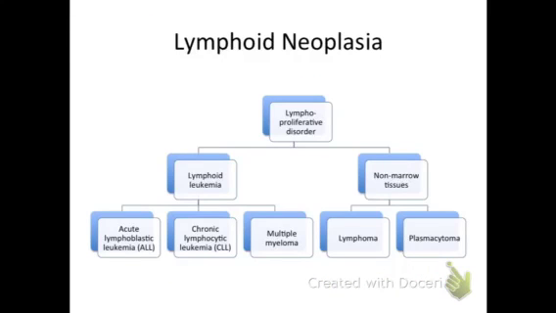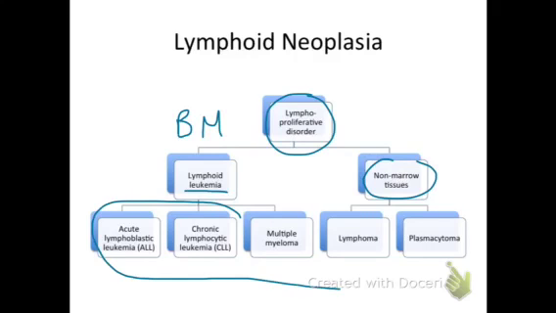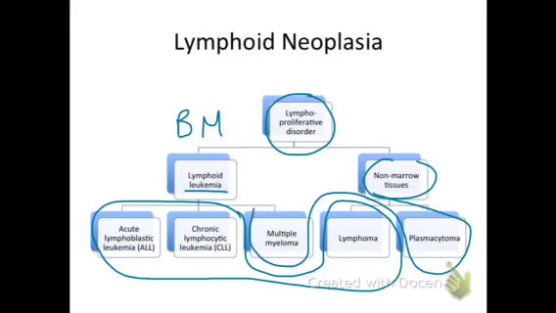Lymphoid neoplasms are also known as lymphoproliferative disorders. They are broadly divided into those neoplasms that originate from the bone marrow, also termed leukemia, and those neoplasms that originate outside of the bone marrow. Acute lymphoblastic leukemia, chronic lymphocytic leukemia, and lymphoma are all proliferations of lymphoid cells or lymphocytes, and multiple myeloma and plasmacytoma are proliferations of plasma cells.